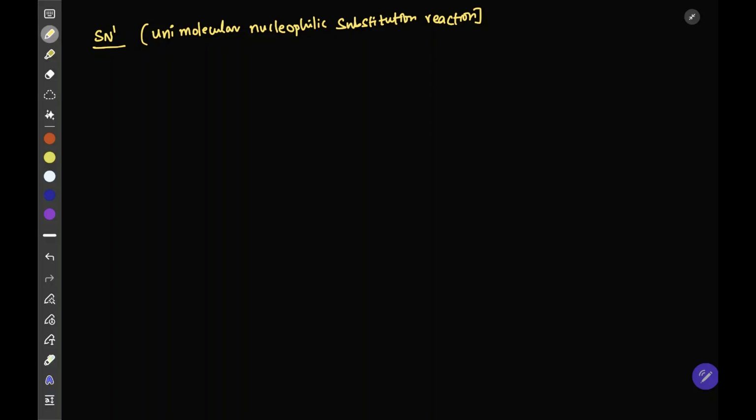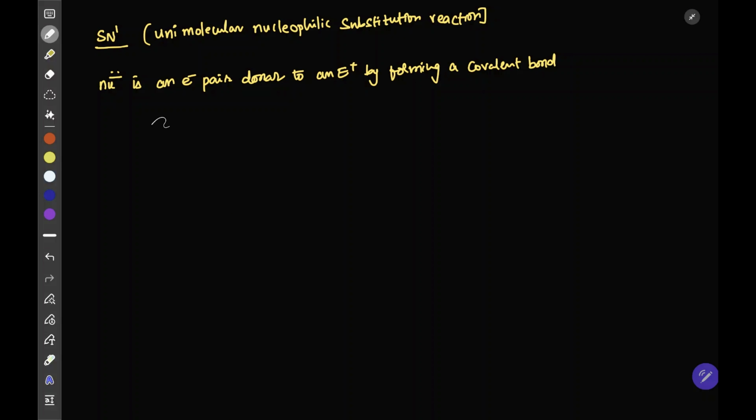Let us take an example of a simple SN1 reaction. How are we going to represent it? In R-X, the halogen has 3 lone pairs of electrons, and it is going to be replaced by another nucleophile, that is, substituted. The leaving group is outgoing and the nucleophile is incoming. So the alkyl halide is undergoing a nucleophilic substitution reaction. This is the simplest example of a unimolecular nucleophilic substitution reaction.